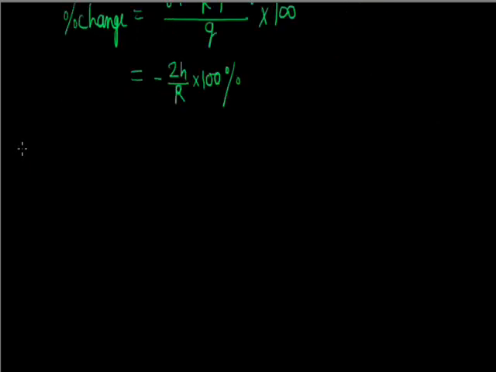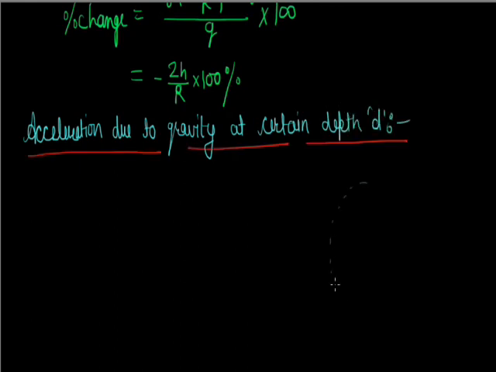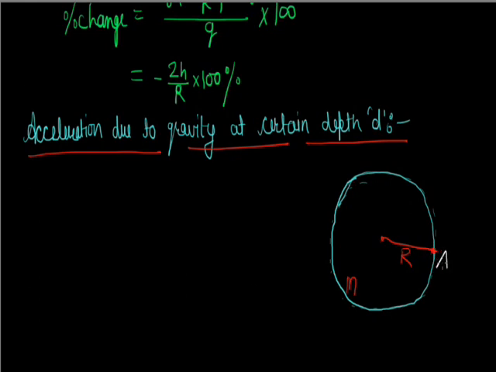And now we are going to discuss acceleration due to gravity at certain depth d. Now again we are considering Earth of mass M, and the mass of the Earth is M, and its radius is R. And here let us consider a point A at the surface and center as O. And now we are going to calculate acceleration due to gravity g at certain depth d.